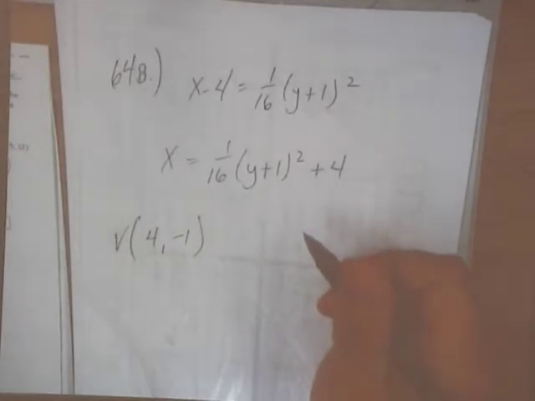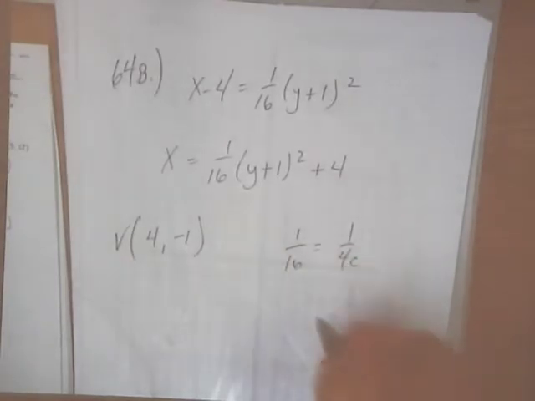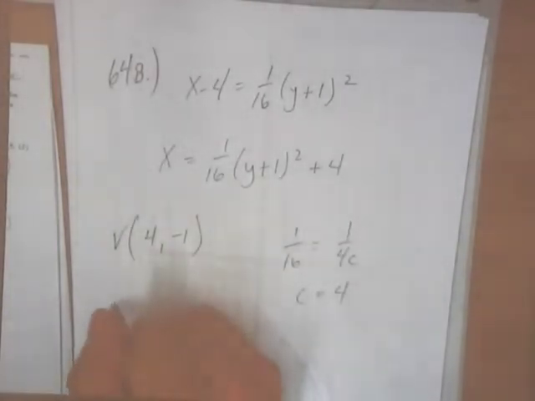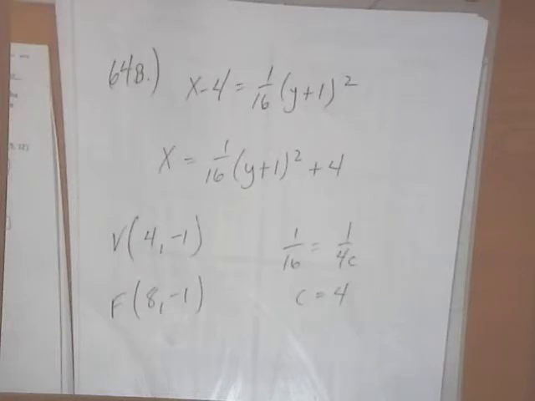And how far away is the focus from the vertex? 4. 4, right? We know 1 over 16 is equal to 1 over 4C. C is equal to 4, so I got to go 4 units to the right from this. So the focus will be at 8, negative 1. Questions on that? Okay, 65.